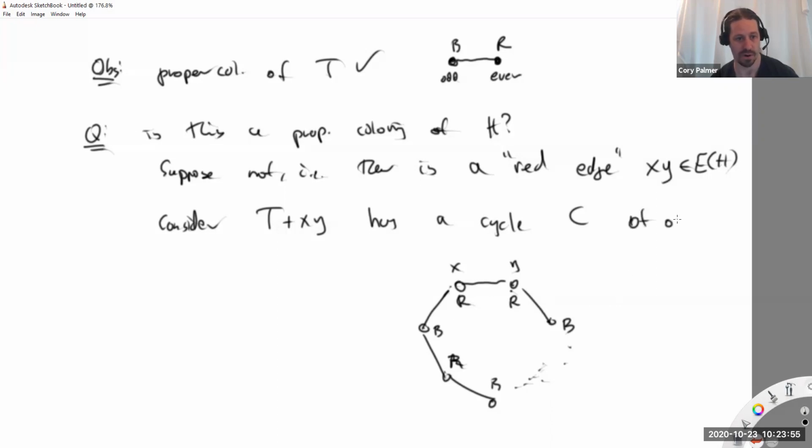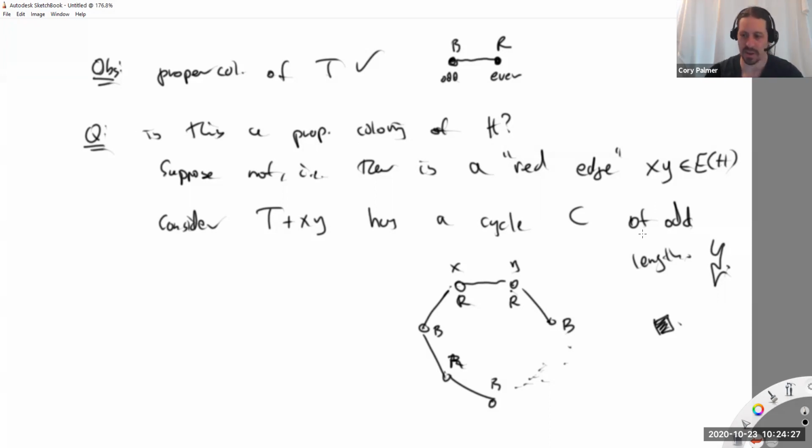So H has a subgraph that is an odd cycle, of odd length. That's a contradiction, right? G has no odd cycles in it. That was the starting assumption. So this coloring of the spanning tree of H, or of our graph, say if our graph's connected, based on distance, actually colored the entire thing. Otherwise, you got an odd cycle. So that's the end of the proof. It's a cool one. There are other ways to prove this. This is one I like a lot.